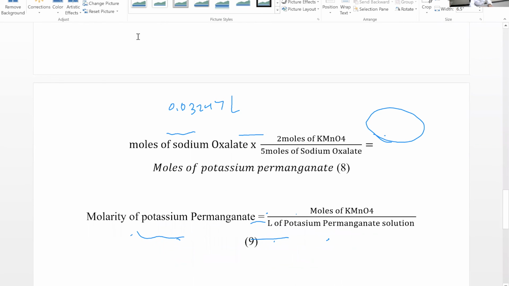So let me show you here, moles of sodium oxalate times 2 moles of permanganate over 5 moles of sodium oxalate. That would give you moles of permanganate. When you have moles of permanganate, you divide that by liters of potassium permanganate solution, which you found from the burette, how much was needed. That gives you the molarity. If the volume is in liters, that would give you the molarity.